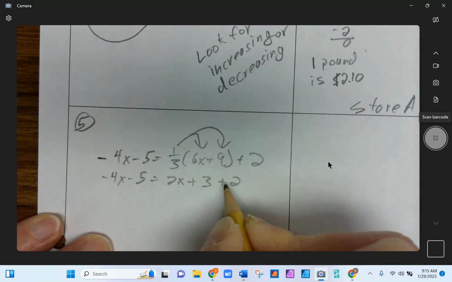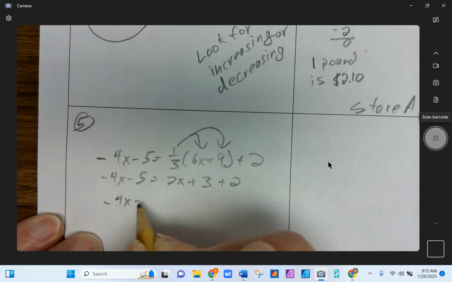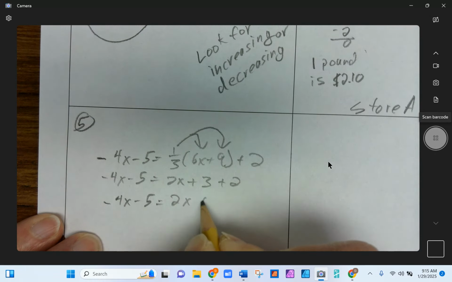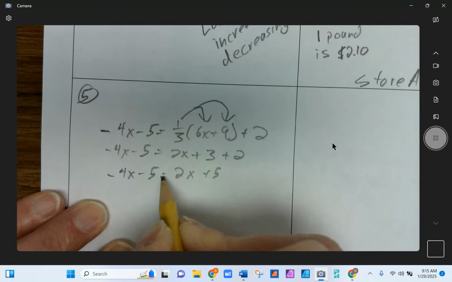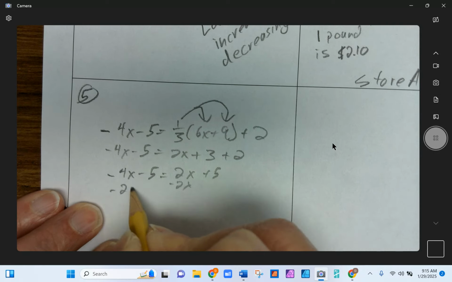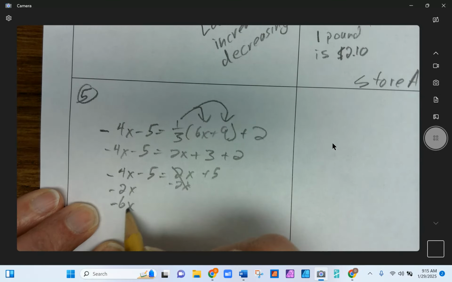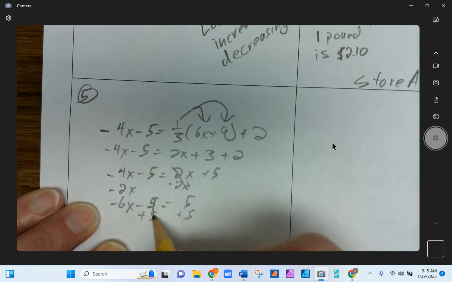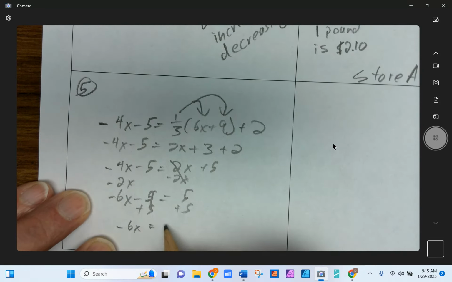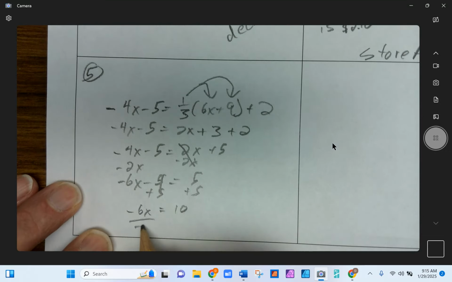Now we're going to combine like terms to get to 5. So negative 4x minus 5 equals 2x plus 5. Now we've got to bring this 2x over here. It cancels, so negative 6x minus 5 equals 5. Add here for those 5s. Negative 6x equals 10. Okay, now we'll divide by negative 6.